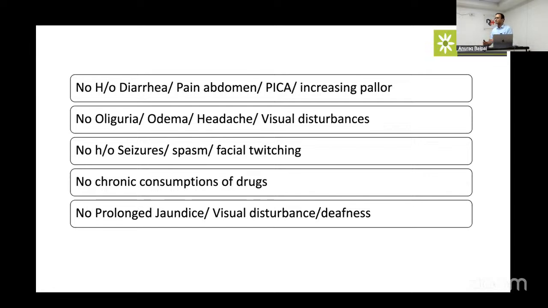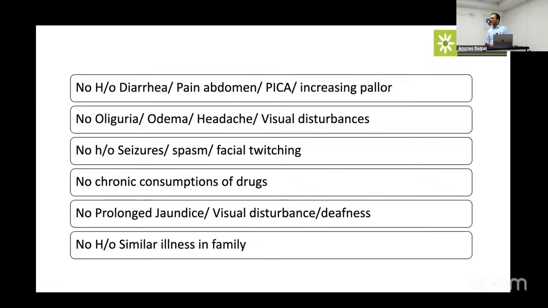Which other drugs can cause rickets other than RTA, or metabolic bone disease? Those increasing vitamin D metabolism. Yes, like anti-epileptics, phenytoin, phenobarbital, that becomes important. Yes, carry on. No history of prolonged jaundice or visual disturbances or deafness, to rule out congenital form of distal and proximal RTA.